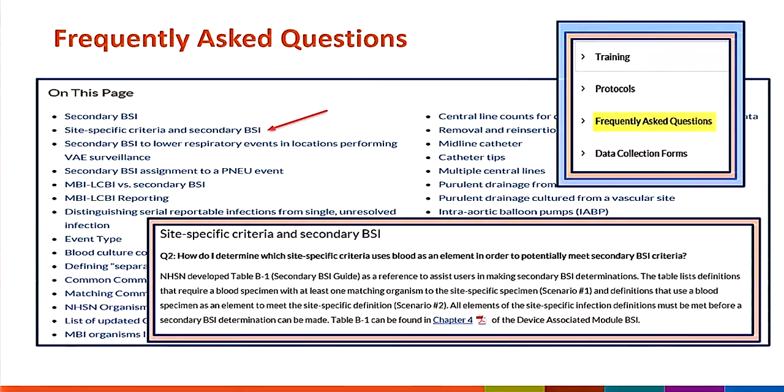Additionally, we have frequently asked questions, and when you log onto the BSI site, you'll find options for training, protocols, and then frequently asked questions. And when you choose that, you get a page that looks like this. And this is really nice now because we actually have the topics listed, and you can click on the topic and it'll take you right to that answer on the page. So you can see that we have site-specific criteria and secondary BSI. There's also a wealth of other information, and I would encourage you to take a peek at what's here. Lots of little tips that you can pick up, and something that you might not really understand that you have a misunderstanding about and you're not aware of it. So take a look.